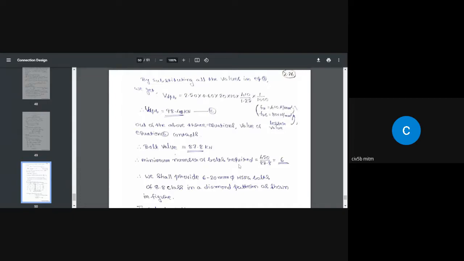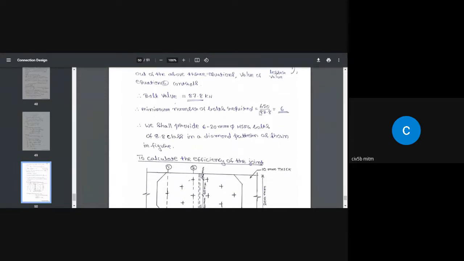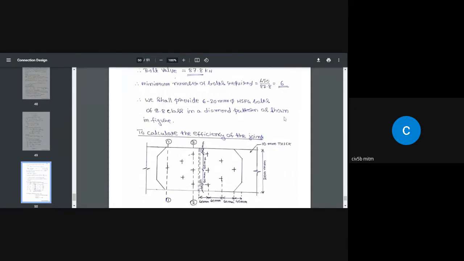Therefore, the minimum number of bolts required equals 450 divided by the bolt value. 450 is the design force in the member. So I got 6. Even if you get, say, 5, for example, you have to make this 6, because out of 5 bolts, you cannot make a diamond bolt set. You need at least 3 bolts or 6 bolts to make the connection as diamond bolting. So anyway, I got the value of 6 through the calculation, so I'm going to provide that.